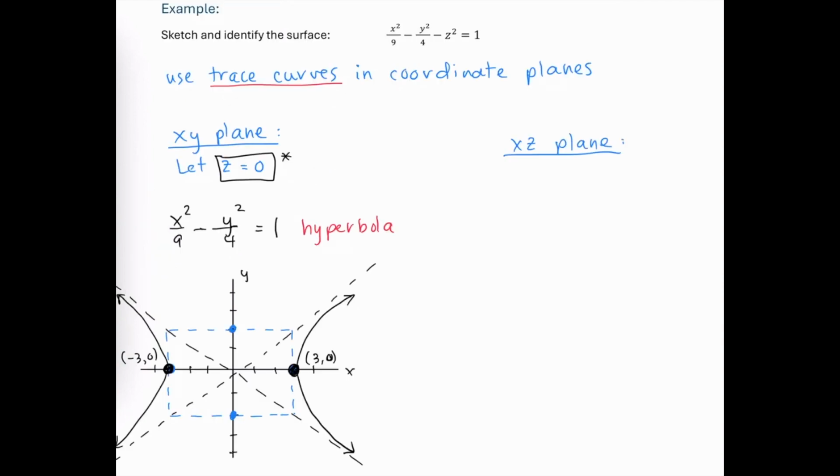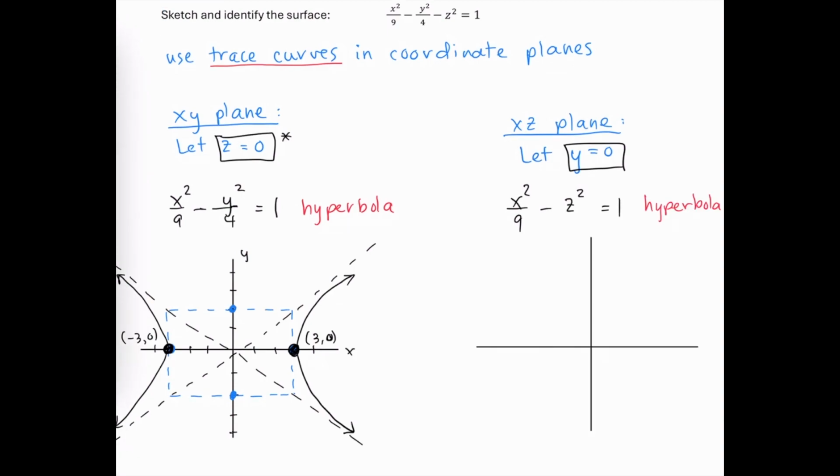Next, let's look at the trace curve in the xz plane, and in order to do that, we are going to use the equation of the xz plane, which is y equal to 0, as a substitution in the equation of the quadratic surface. So we plug in y equal to 0 to see what that trace curve will be. We end up with the equation x squared over 9 minus z squared equal to 1, which is again a hyperbola.